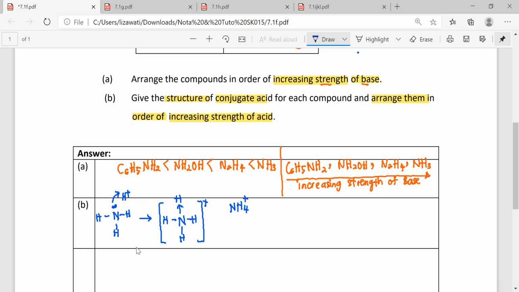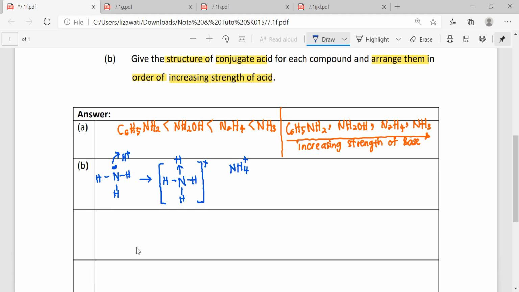Alright, next for N2H4. The structure here is that we have two center atoms, and each nitrogen atom has a lone pair. Because it has a lone pair, it can accept a proton, and it can form a dative bond here.